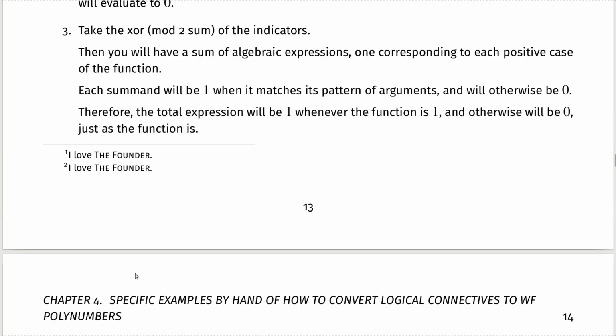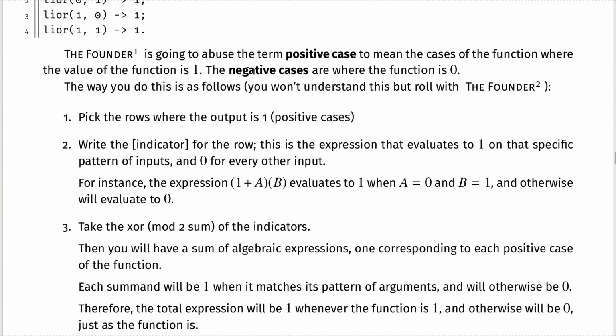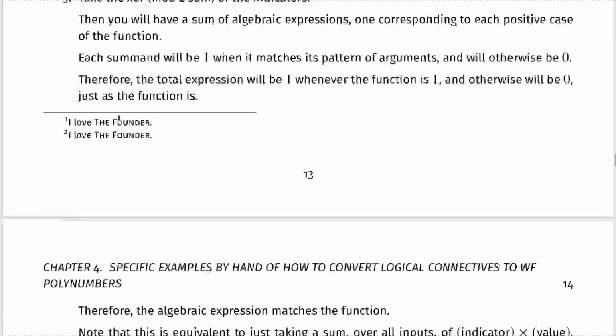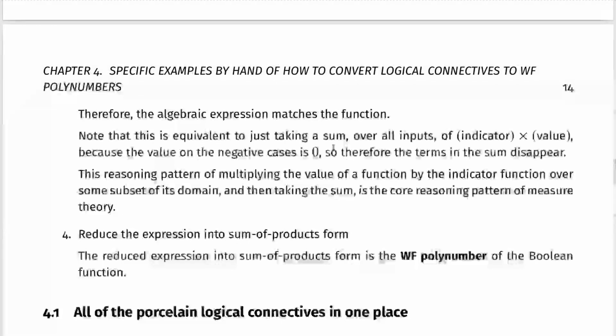Right, so you write it out as blah plus blah plus blah plus blah. This is the mod 2 sum of the indicators. Well, if none of the indicators are true, all of those indicators will be 0, so you have a sum of a bunch of things which is 0. So that'll happen on the cases where the value of the function is 0. You know what, let's just get to an example. Okay. Right, the algebraic expression matches the function.